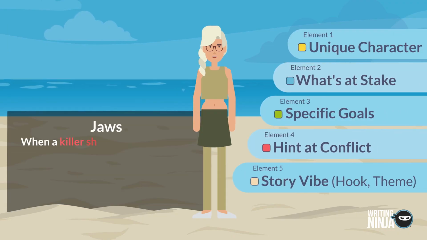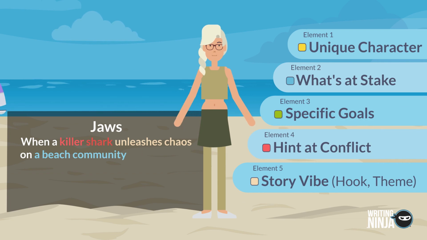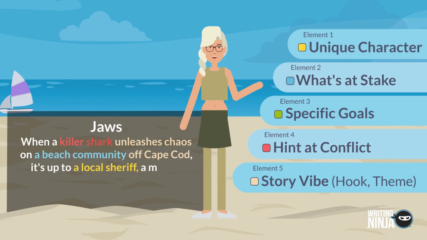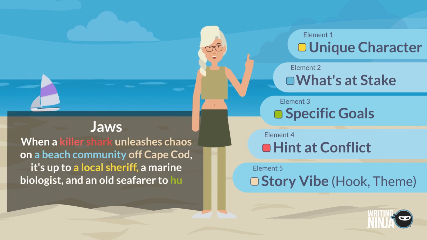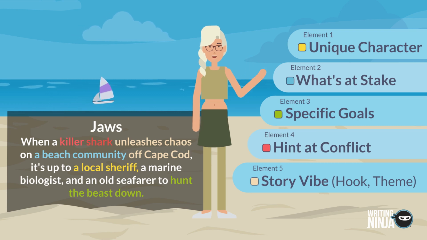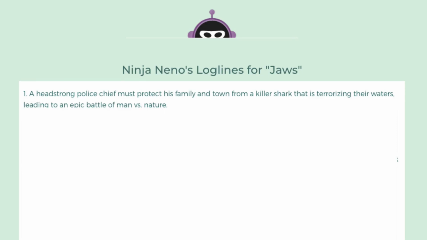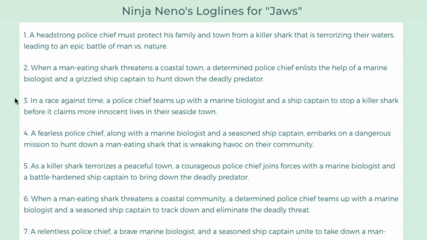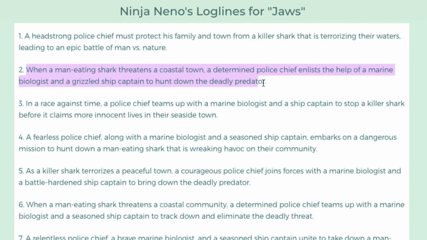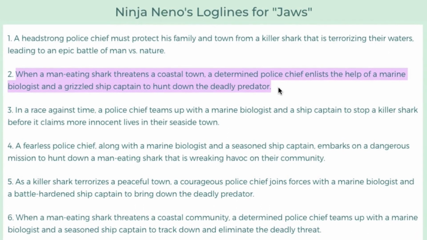When a killer shark unleashes chaos on a beach community off Cape Cod, it's up to a local sheriff, a marine biologist, and an old seafarer to hunt the beast down. Pretty good, but how about we put it through Writing Ninja and get some other versions? Oh nice, there's a lot of good ones here. Let's take a closer look at the second one and break it down.